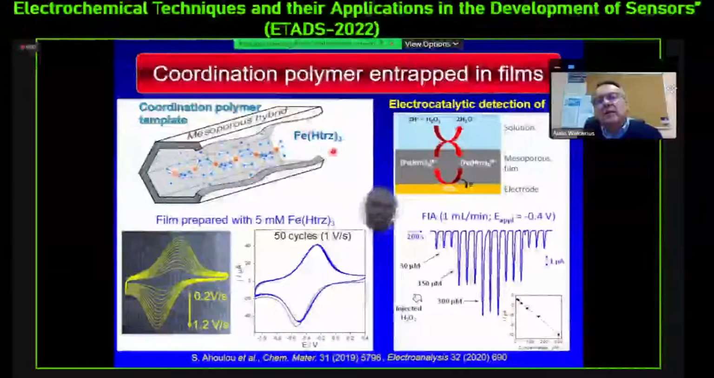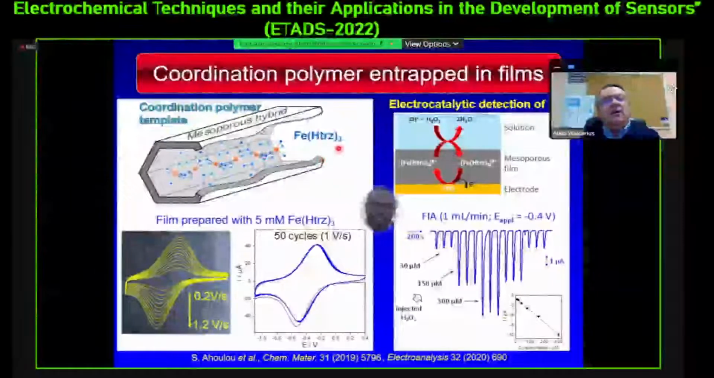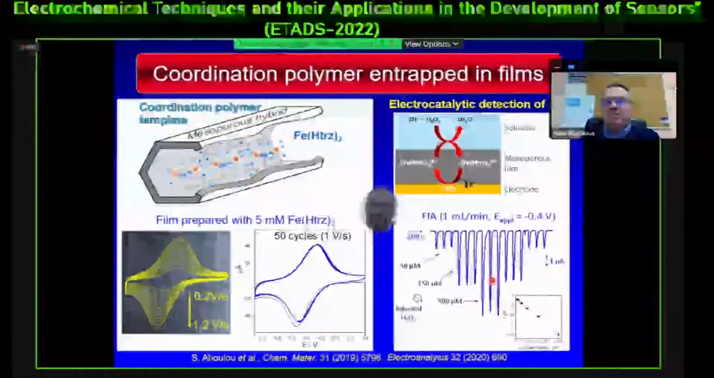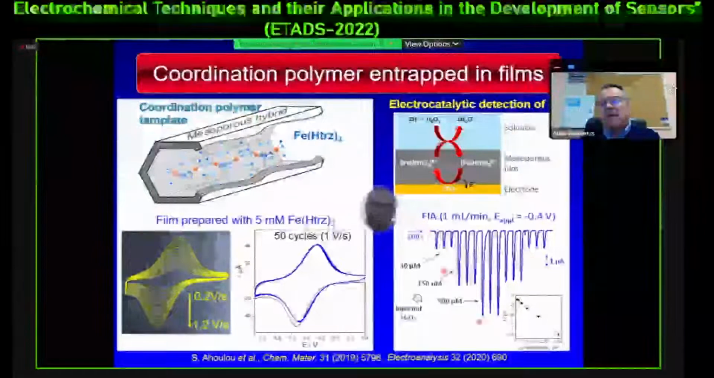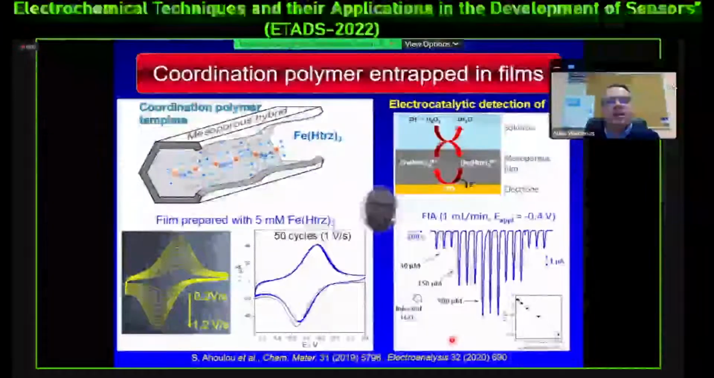And we could exploit this electrochemical activity of the coordination polymer to detect H2O2, for instance, by electrocatalysis. I just illustrate this by flow injection analysis. You can have a good dynamic response in the micromolar range.